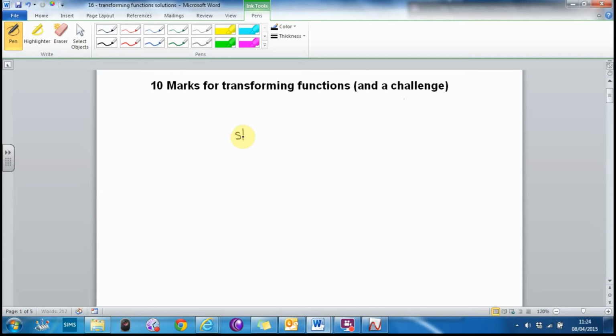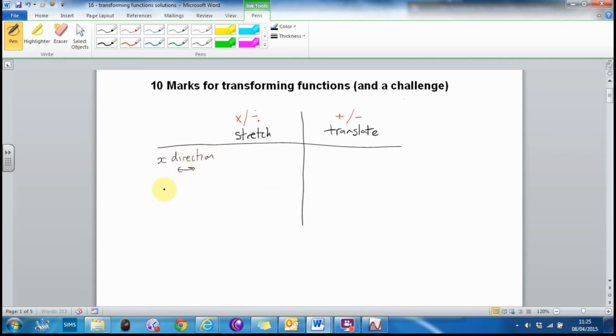There are stretches and there are translations. And stretching is all about multiplying or dividing, and translating is all about adding or subtracting. Now, each of these can happen in two directions. So they can either happen in the x direction, that's left or right, or they can happen in the y direction. That's up or down.